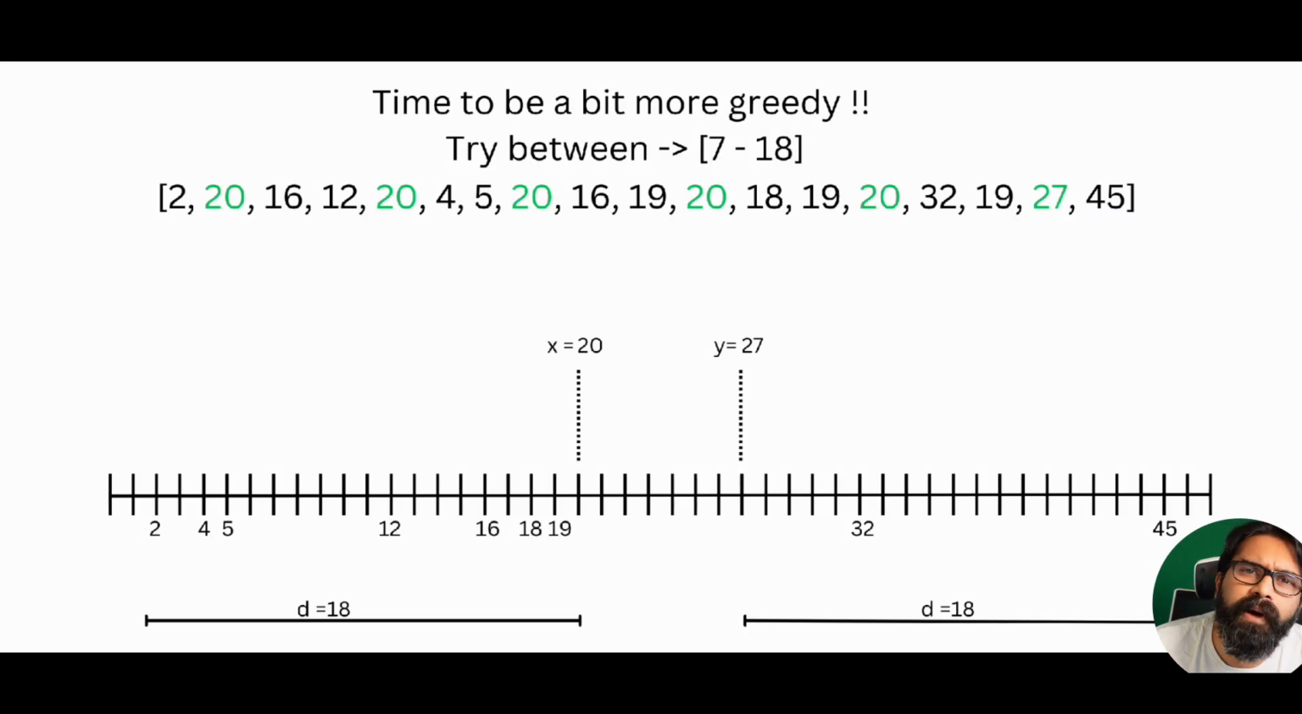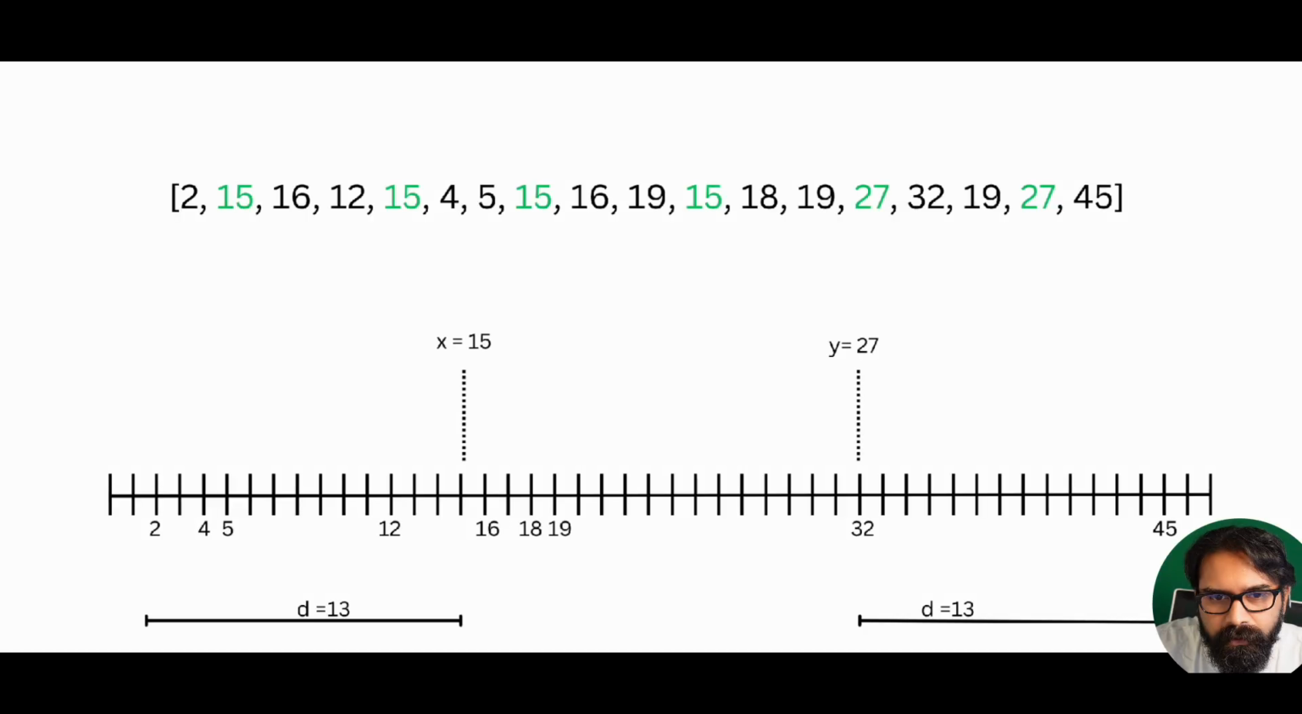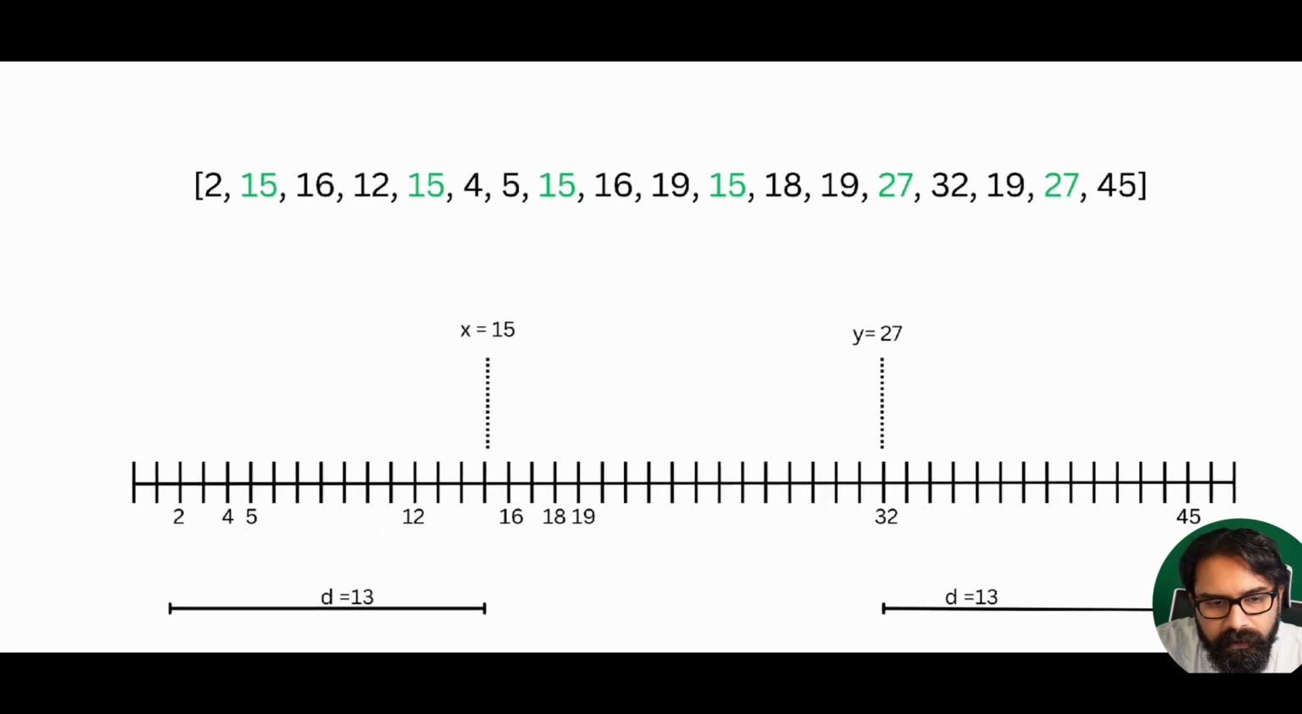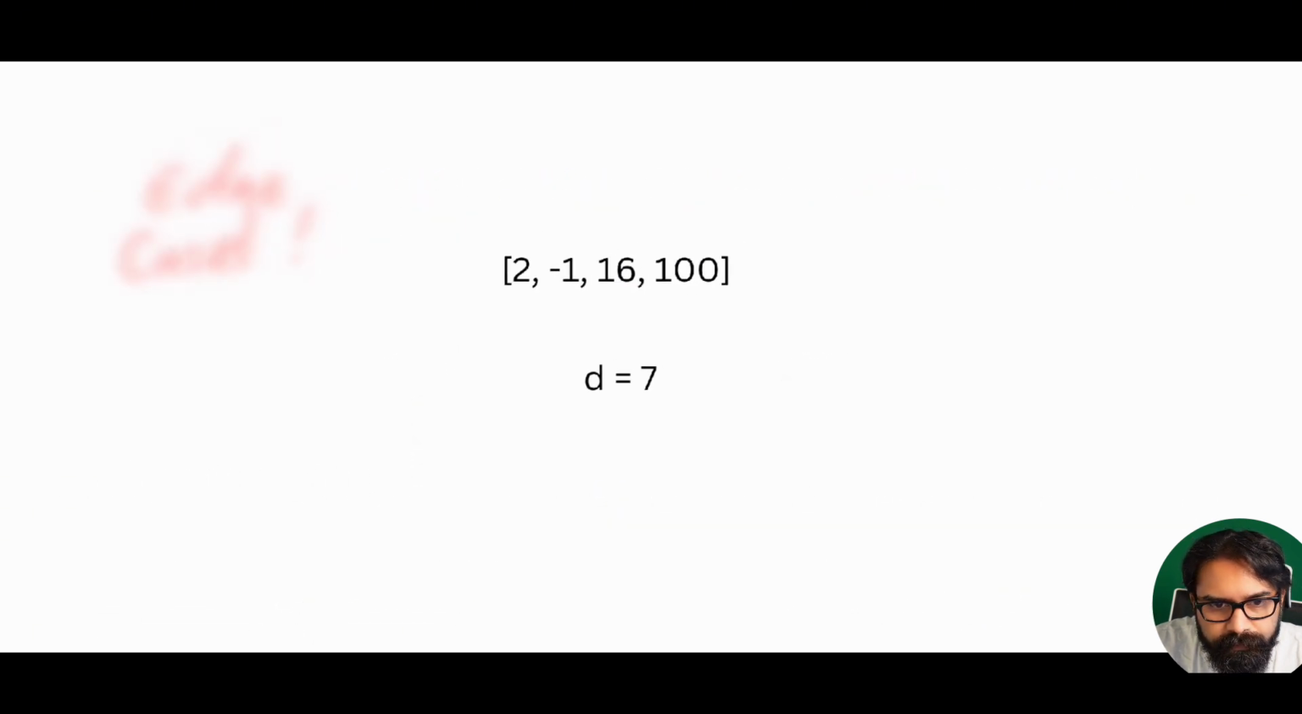So this is where binary search comes into picture. If we do a binary search for a number between 7 and 18, we can quickly check the optimal answer for this is actually D is equal to 13, where X equal to 15 and Y is equal to 27. And that seems to work correctly for this use case. And that is the answer for this use case.